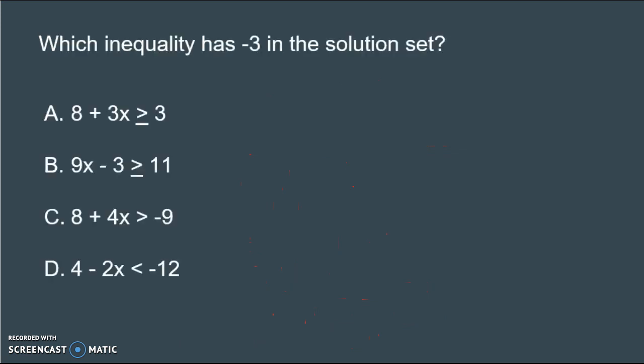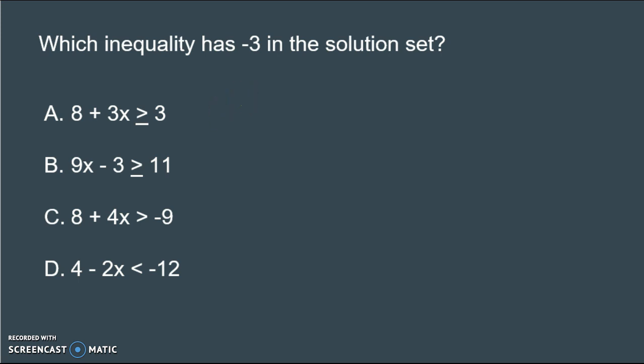All right, 12. Which inequality has negative 3 in the solution set? We did one like these in class. There are two ways to do it, like we talked about. One way is you can solve all these for x. The other way is you can just plug in negative 3 for your variables and see if it is a solution or not.